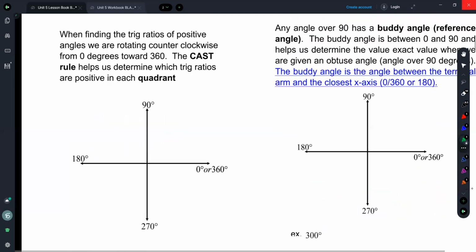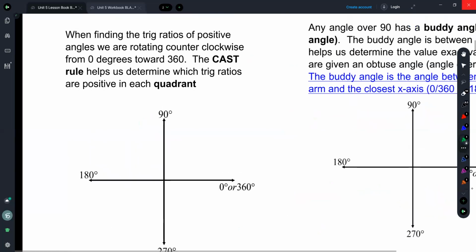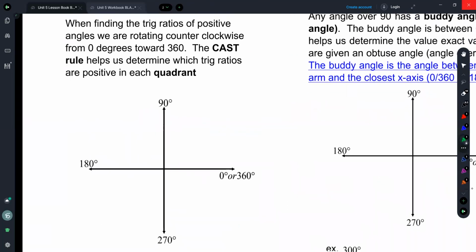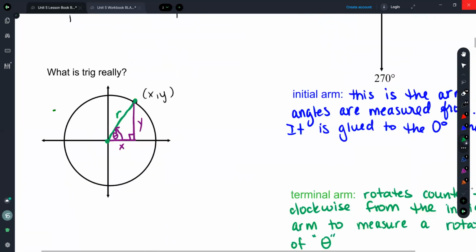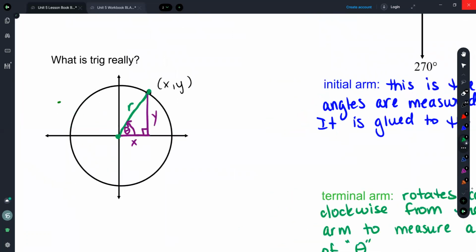All right, a couple more setup things before we get into doing trig of angles greater than 90 degrees. When I find trig ratios of any positive angle, it could be greater than 90 degrees, we're always rotating counterclockwise, as I mentioned. So we measure from the initial arm out counterclockwise. And certain trig ratios are going to be negative in certain quadrants, and certain trig ratios will give us positive ratios in certain quadrants. And that goes back to this idea, because X and Y, if those represent my side lengths, are negative and positive in different quadrants, right?